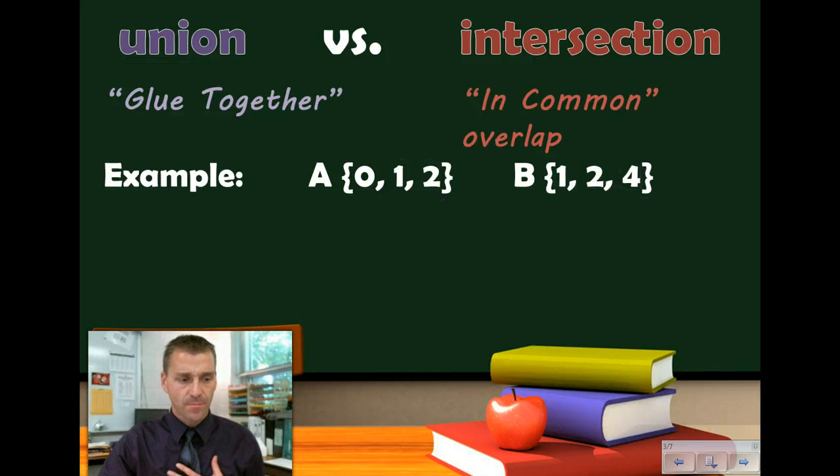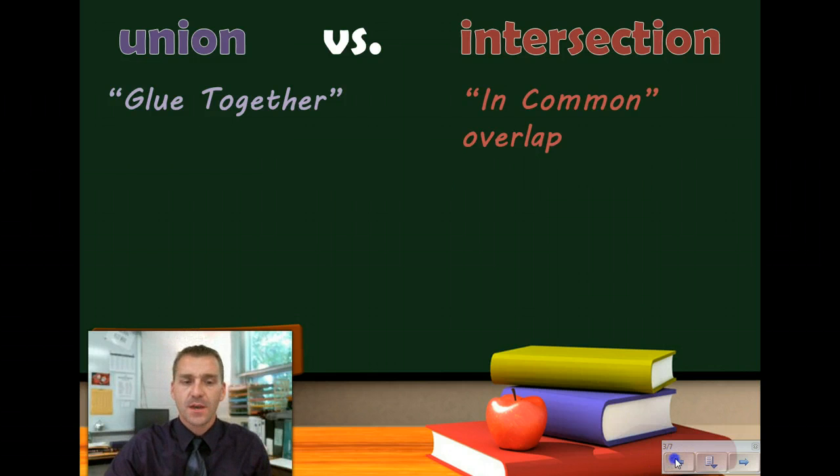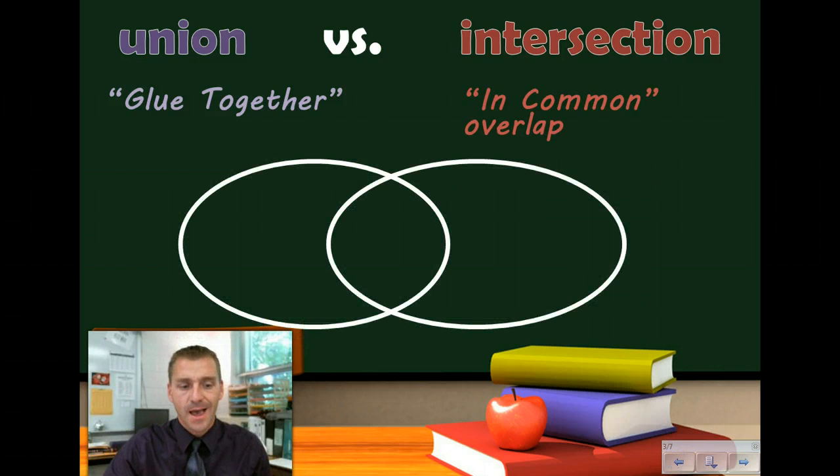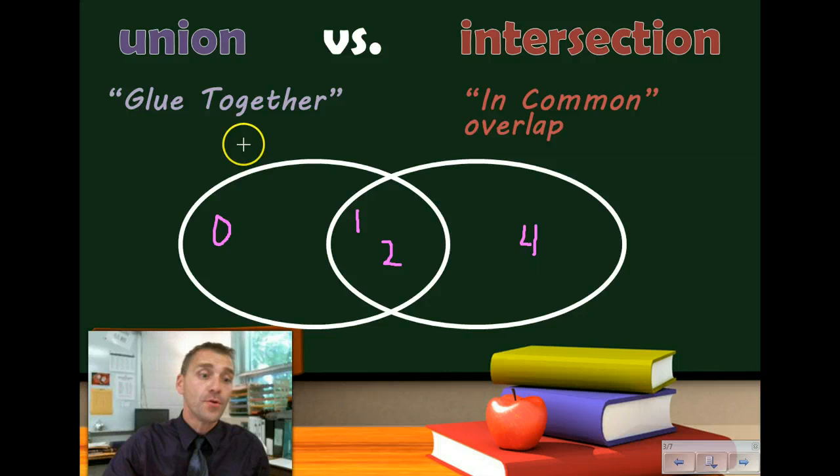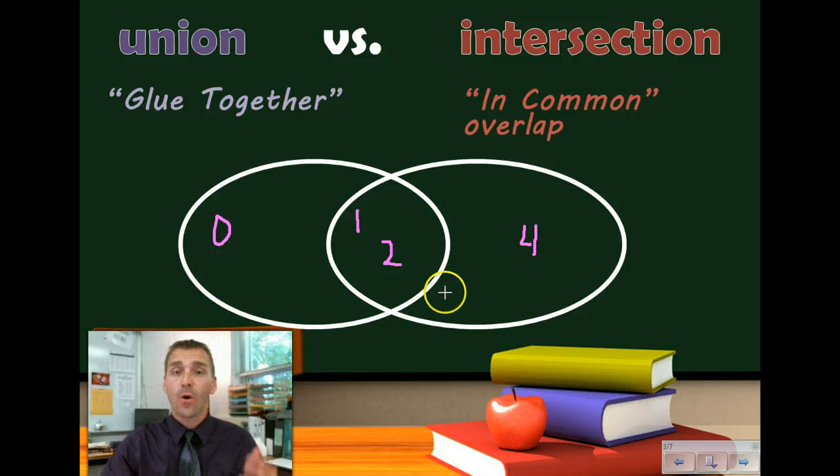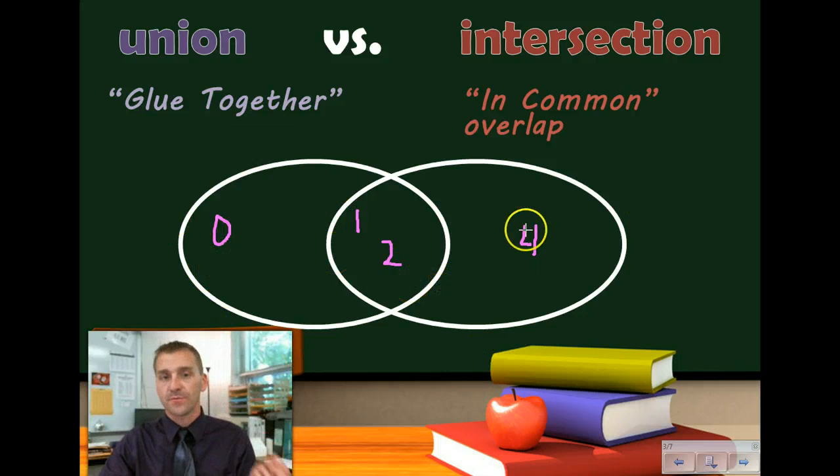Okay? If I can go back, maybe this would work. Let me go back to this. If you had the circle representation, and I had 0, 1, 2 in there, that's set A, and set B, remember, is 1, 2, and 4, I would just take all of these things and glue them together, and that would be the whole entire set: 0, 1, 2, and 4.